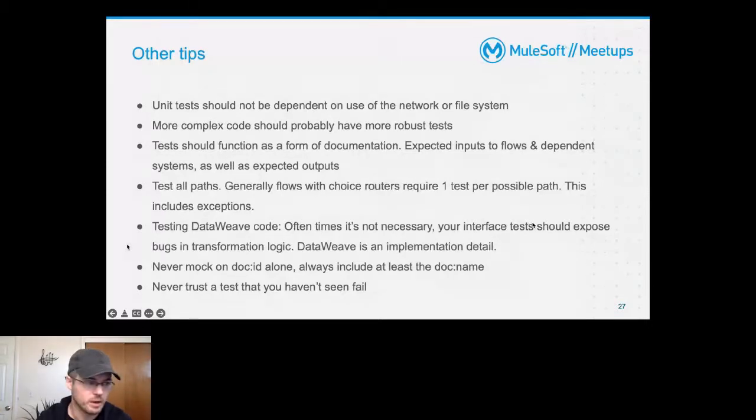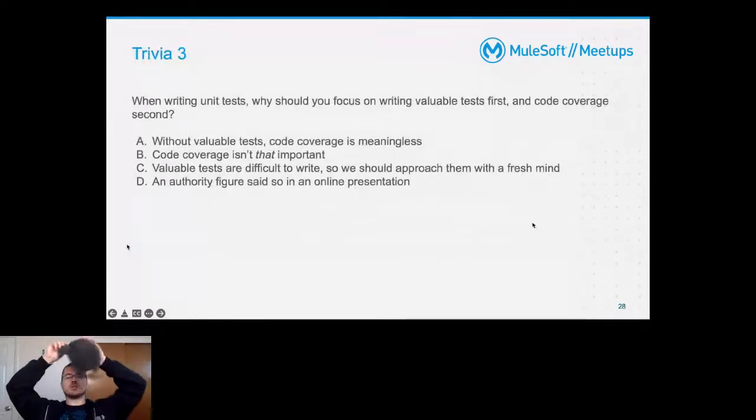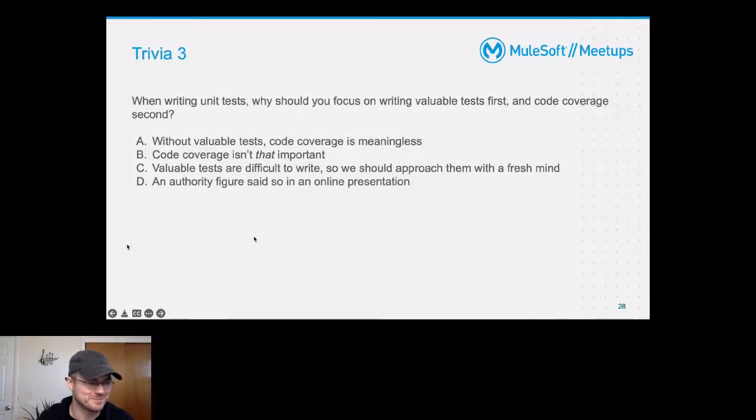So that's really important. All right, last trivia question. When writing unit tests, why should you focus on writing valuable tests first and code coverage second? A, without valuable tests, code coverage is meaningless. B, code coverage isn't that important. C, valuable tests are difficult to write, so we should approach them with a fresh mind. Or D, an authority figure said so in an online presentation.